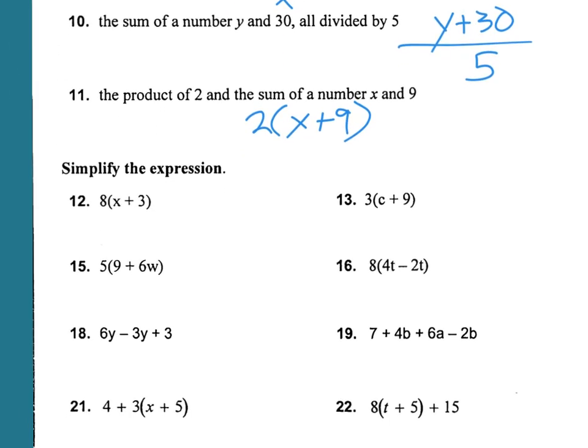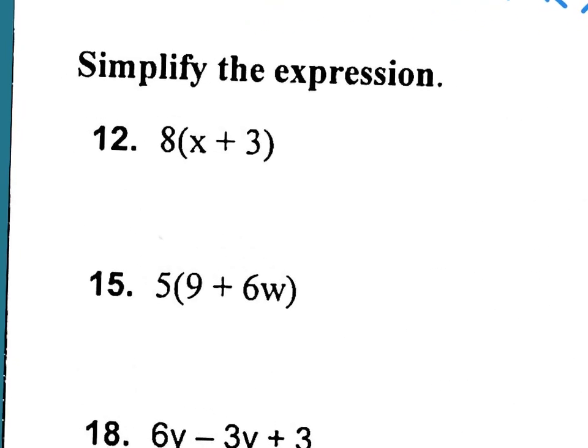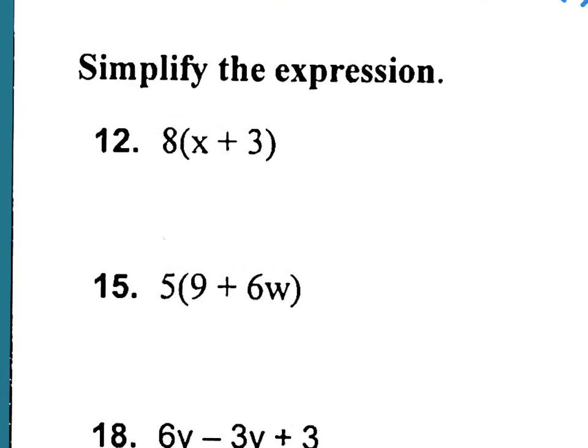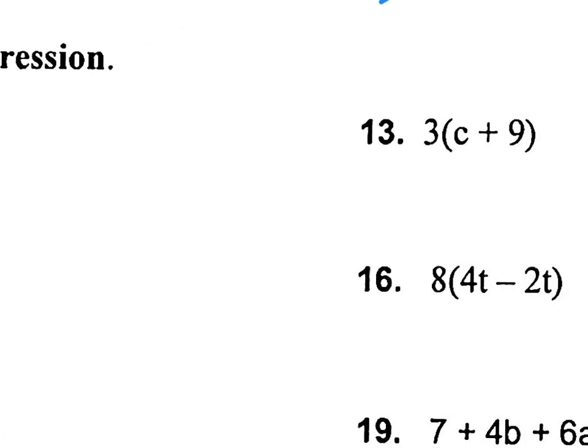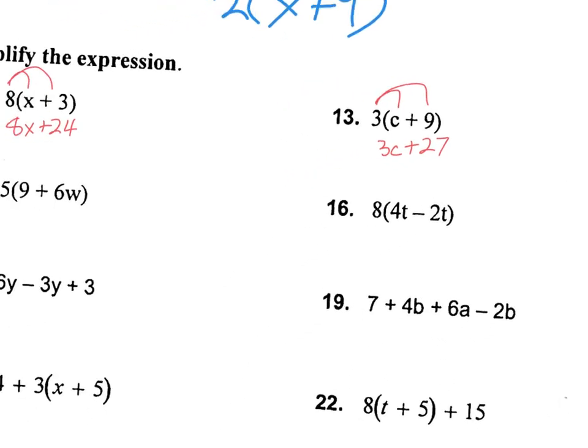All right, so now we're getting back into that distributive property that we've been talking about the last little while. And we are going to just go 8 times x, 8x, times 8 times 3 is 24, and we're done. So moving on, we have 13, which is 3 times c, 3c, plus 27. Okay, this is pretty basic, pretty easy until we get down here.